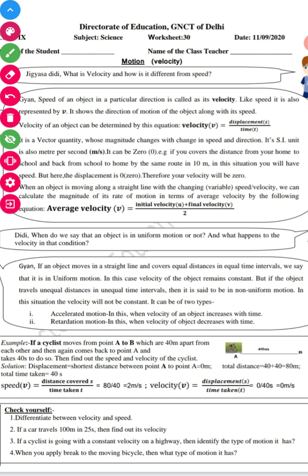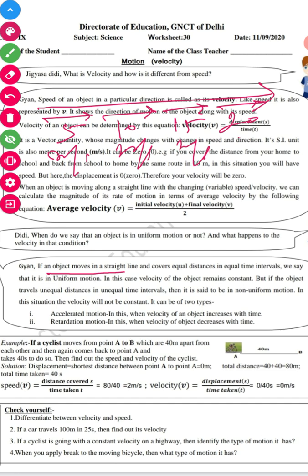See, if an object is moving in a straight line and covers equal distance in equal intervals of time, say 5, 10, 15, 20 meter per second, meter per second, meter per second. So this is equal distance traveled in equal interval of time. Then we say it is a uniform motion.